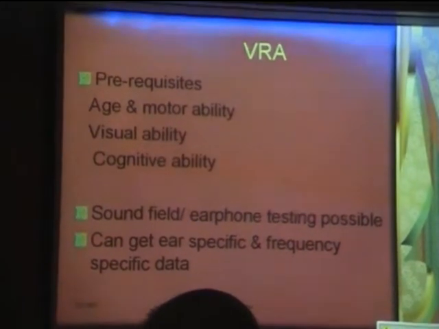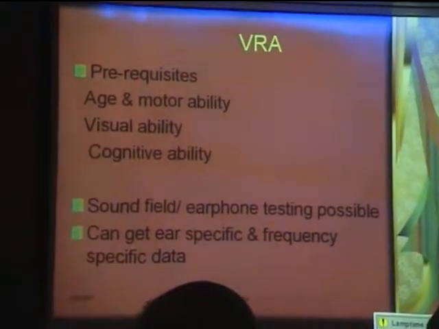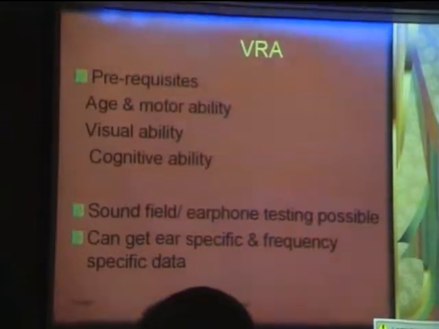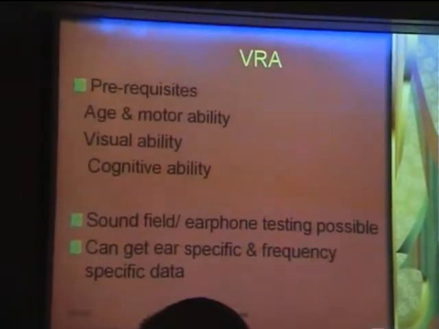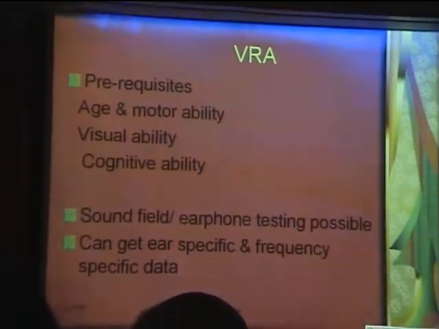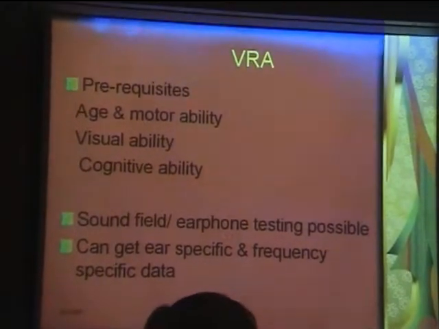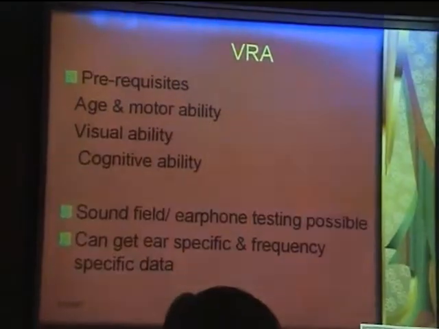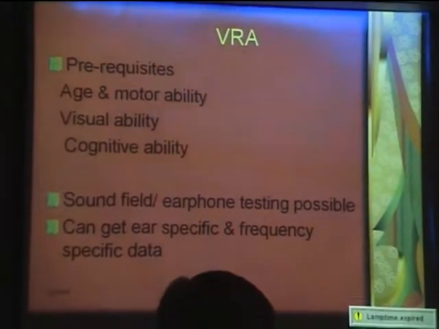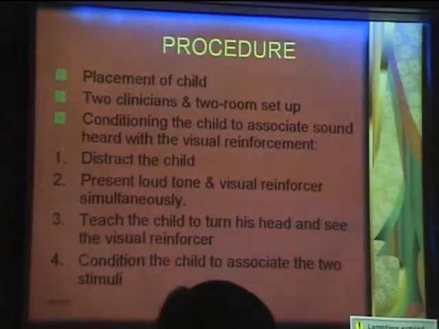VRA, or visual reinforcement audiometry. Here we use the response of localization of head turn of the child in order to get an idea about how much he can hear. We can use it for children 6 months and above, because that is when localization can develop. And again, we can get ear-specific and frequency-specific information in this test.